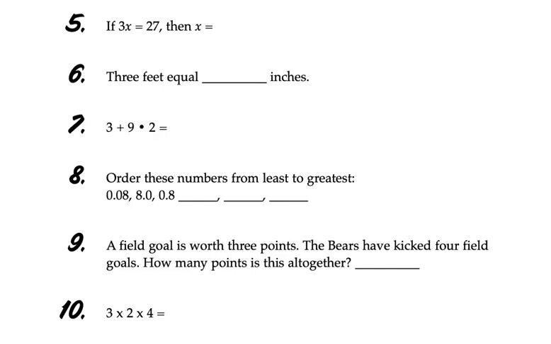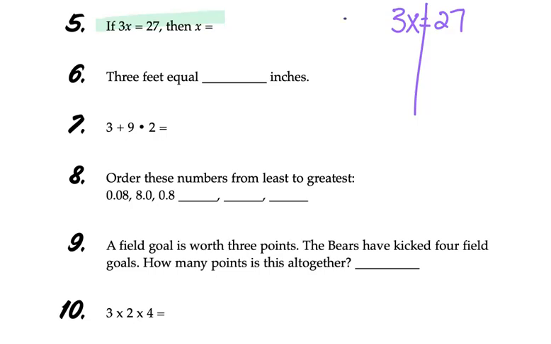Number 5, if 3 times x is equal to 27, then what is the value of x? Let's set it up. I'm going to work this as a one-step equation because it is a one-step equation. Although for some students, if you are comfortable with your multiplication facts, you probably see, oh, 3 times 9 is 27. But let's follow through with the one-step process.